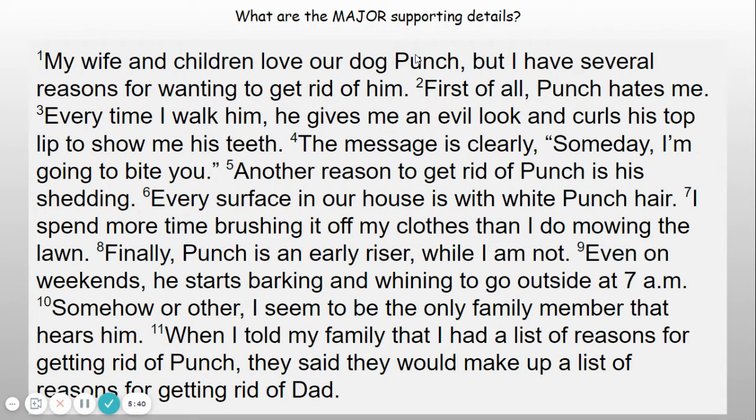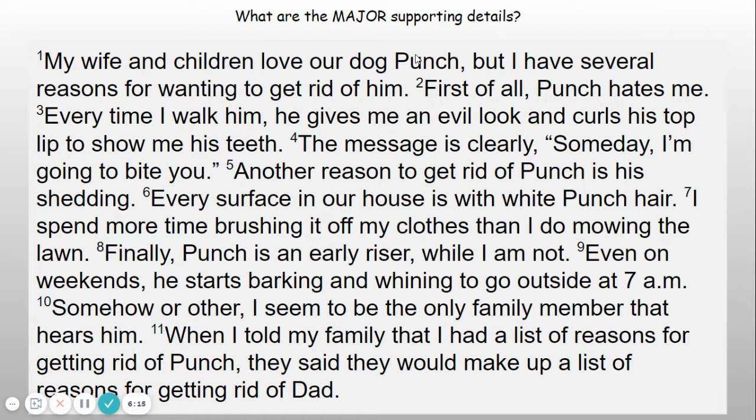And again, we're just looking for the major supporting details. My wife and children love our dog Punch, but I have several reasons for wanting to get rid of him. First of all, Punch hates me. Every time I walk him, he gives me an evil look and curls his top lip to show his teeth. The message is clearly, someday I'm going to bite you. Another reason to get rid of Punch is his shedding. Every surface in our house is covered with white Punch hair. I spend more time brushing it off my clothes than I do mowing the lawn. Finally, Punch is an early riser, while I am not.